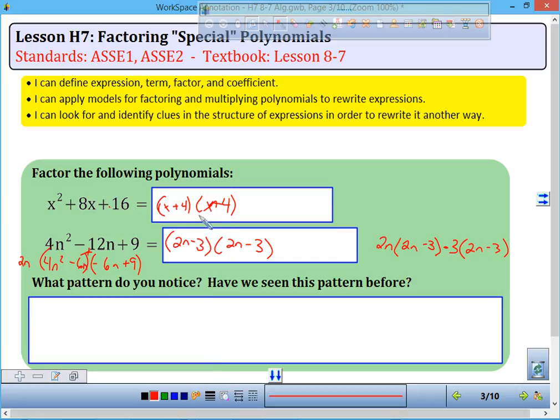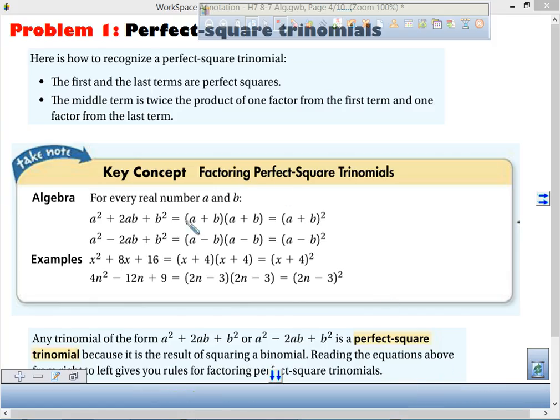Okay, so what pattern do you notice? Well, both binomials are exactly the same in both problems. We've seen this before. It's just that we went the other way. We started with the exact same binomials and then multiplied to get the trinomial. So what we're looking at here is this pattern where we have perfect square trinomials.